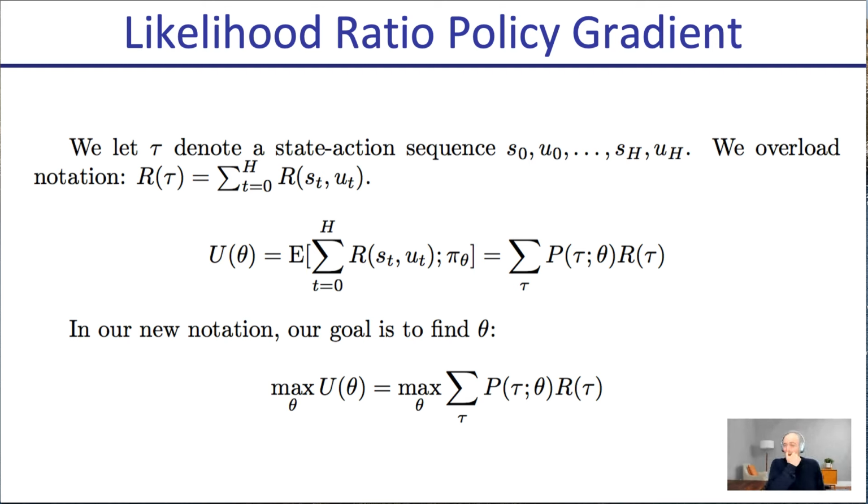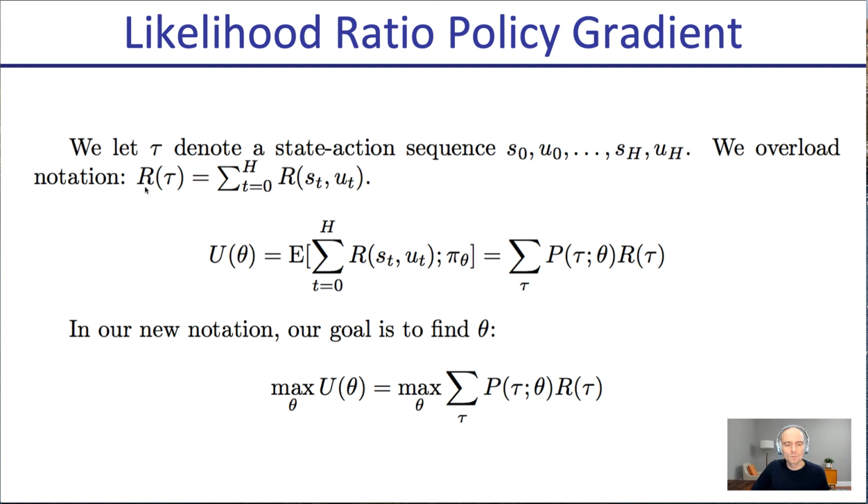So how are we going to compute our policy gradients? The methodology is called the likelihood ratio policy gradient. And this is really the core of what we're going to cover in this lecture. So a little bit of notation that's new for this lecture to keep things compact and readable. We let tau denote a state action sequence: state s0, action u0, and so on until state sH, action uH. And so tau will denote an entire such state action sequence.